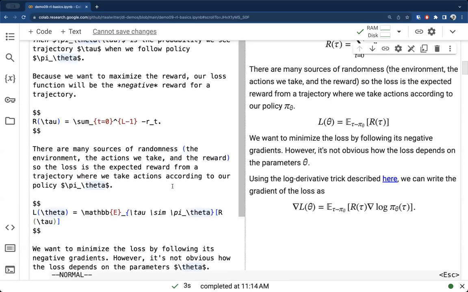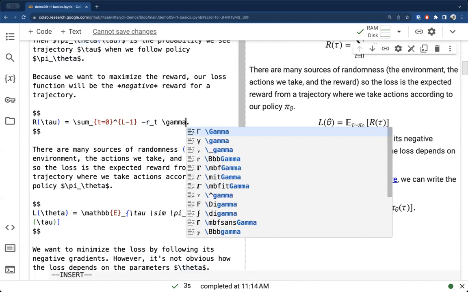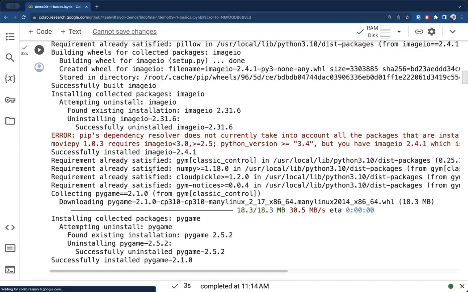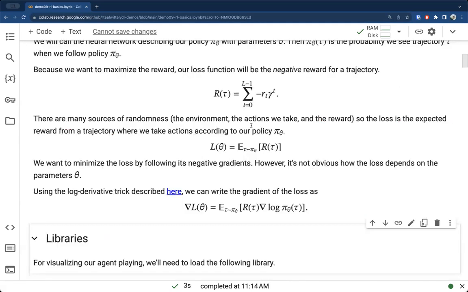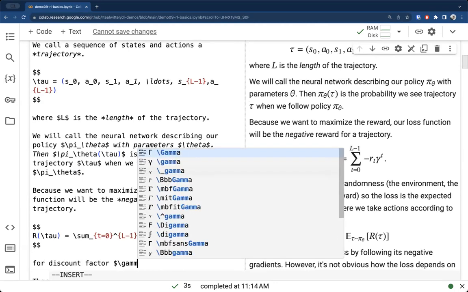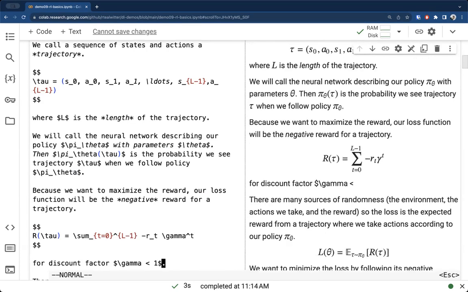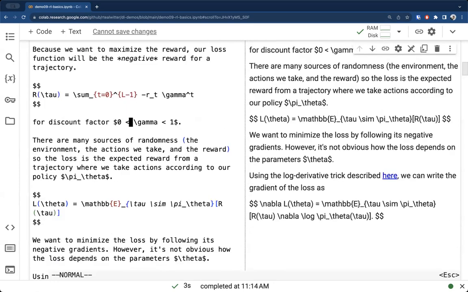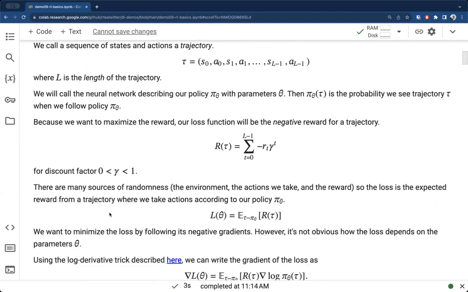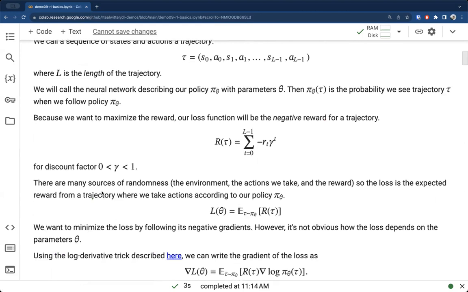So this reward function is really R_t times gamma raised to the t, where gamma is a discount factor. So let me say that for discount factor gamma. And this discount factor is less than 1 and greater than 0, typically set to something like 0.9. Okay, in this way, we're prioritizing initial actions more than actions down the line.